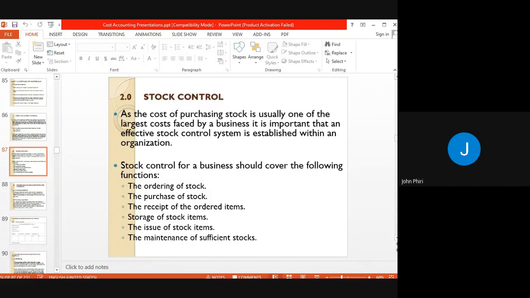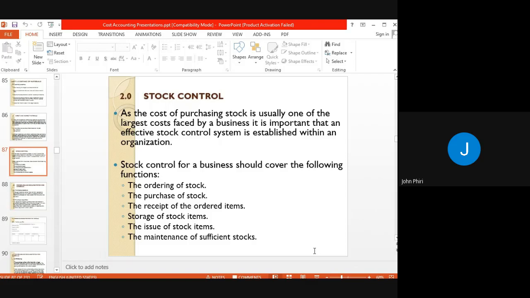The first is the ordering of stock. The system must have that. The purchase of stock, the receipt of the order items, the storage of stock items, the issuing of stock items, and then the maintenance of sufficient stocks. So how many items are we talking about? Six items that you can think about under the same.